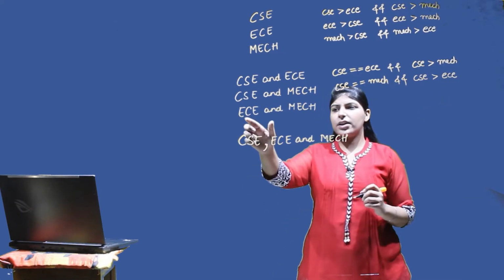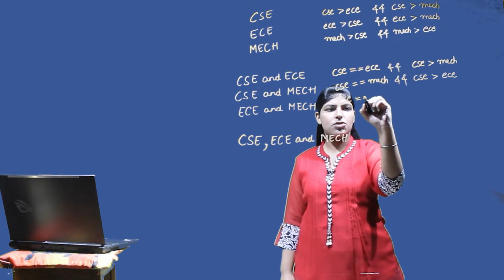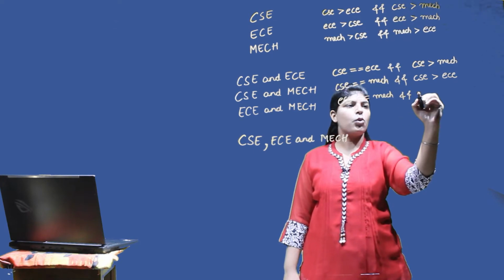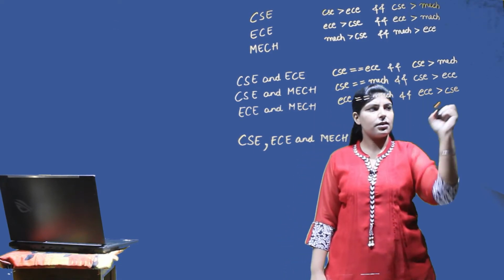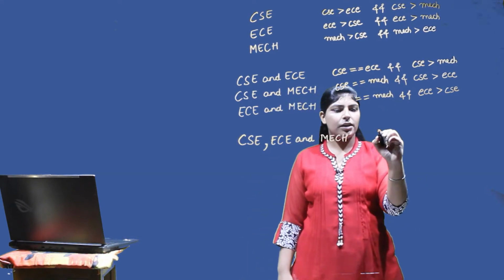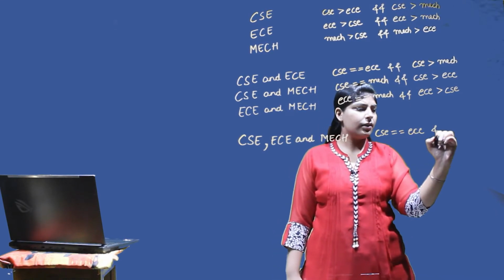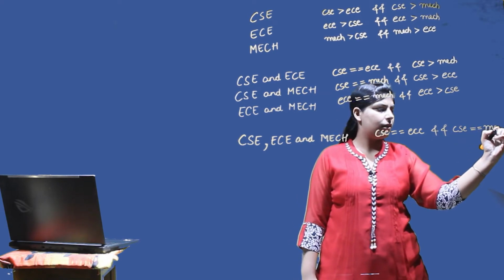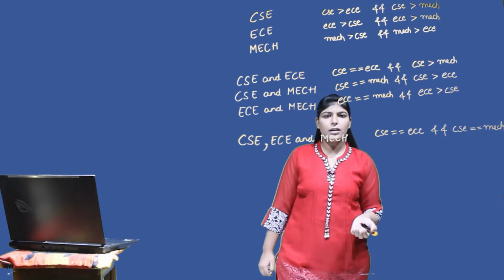In the next case where EC and Mechanical have the highest number of placements, the first condition is they should have equal placements and the placements should be more than CSC, EC greater than CSC. In the last case, when all of them have an equal number of placements, I need to see CSC equal to EC and CSC equal to Mechanical. Here we have covered all the 7 cases that are possible.